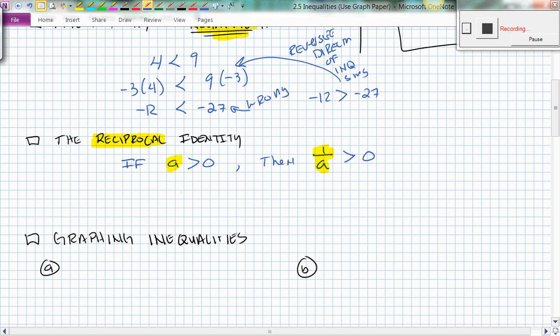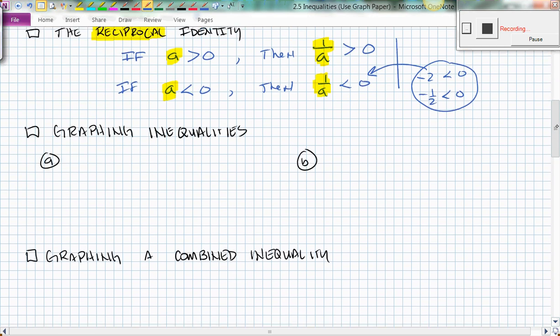And it also says this. If a is less than 0, then the reciprocal 1 over a will be less than 0. And again, we're still talking about this reciprocal here. So negative 2 is less than 0, right? On his examples, negative 2 is less than 0, and the reciprocal of negative 2 is negative 1/2, which is also less than 0. So all of this is exactly what that is saying over there. So the reciprocal identity, make sure you study that one.